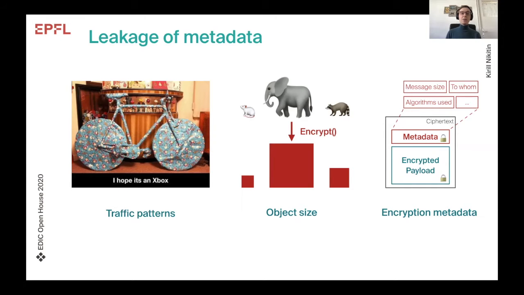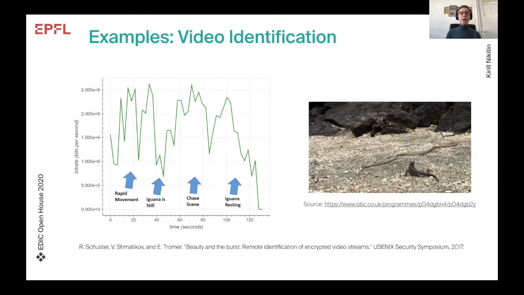And this metadata can be the traffic patterns, for example, the ratio of incoming and outgoing packets, the size of the object that we send, and parameters of the encryption and the recipients of that. And researchers have used this kind of metadata to actually infer the encrypted communication.